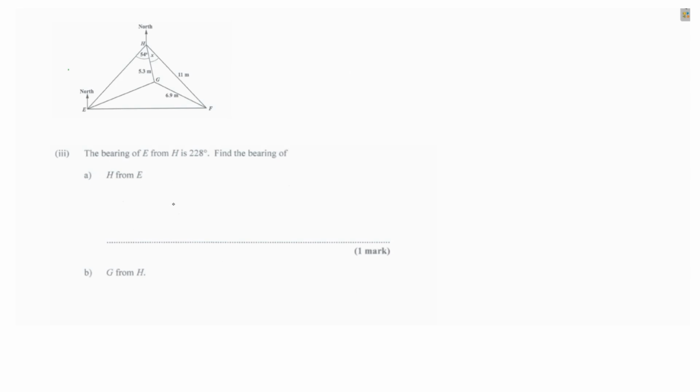So in part 3, we are given that the bearing of E from H is 228 degrees. So let's mark this, the bearing of E from H. So E is here and H is here. So bearing is measured from north in a clockwise direction. So let's mark this in. So all of this angle from north right around here is 228 degrees.